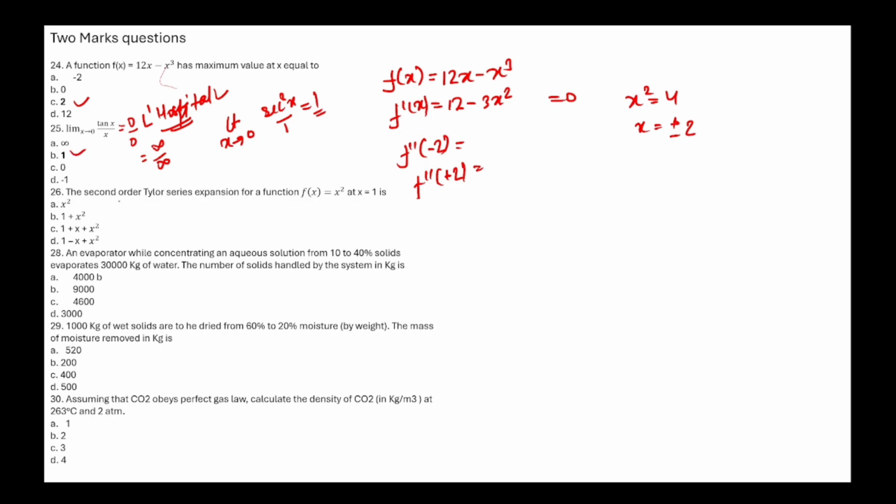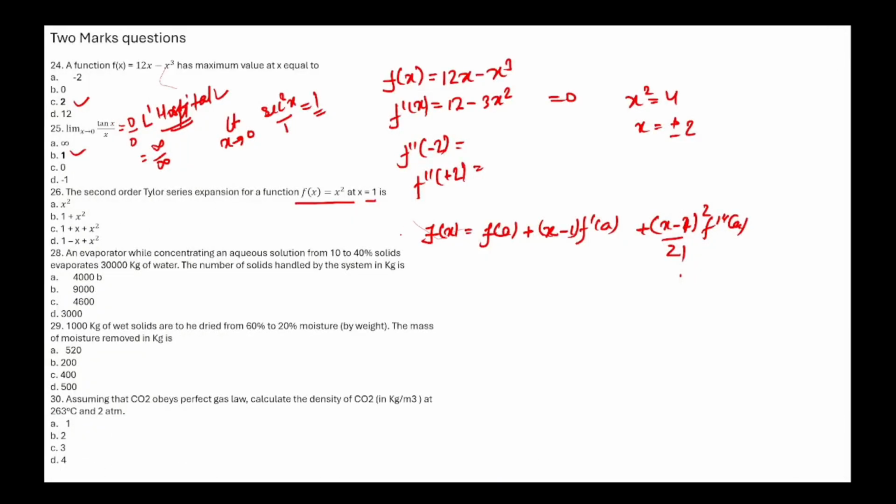The second order Taylor series expansion of the function at x equal to 1. Very first we will write the Taylor series: f(x) is equal to f(a) plus (x minus a) f dash a plus (x minus a) square f double dash a upon 2 factorial. Up to second order is what the question is asking, so we'll write only second order. Here f(x) is equal to x square, and a is equal to 1.